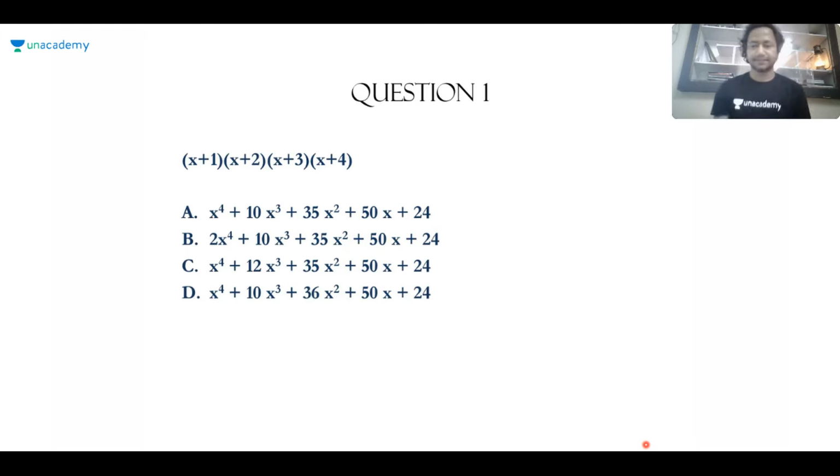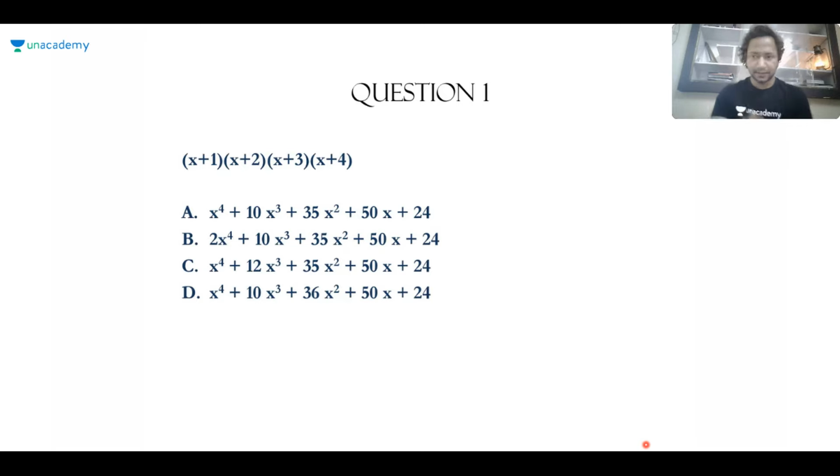The answer is A. So here I have given four expressions, not just two, not just three. Yeah, Preeti, right. Shubham, pay attention. I'll explain this question and you'll be able to understand the logic. Okay, Shubham?